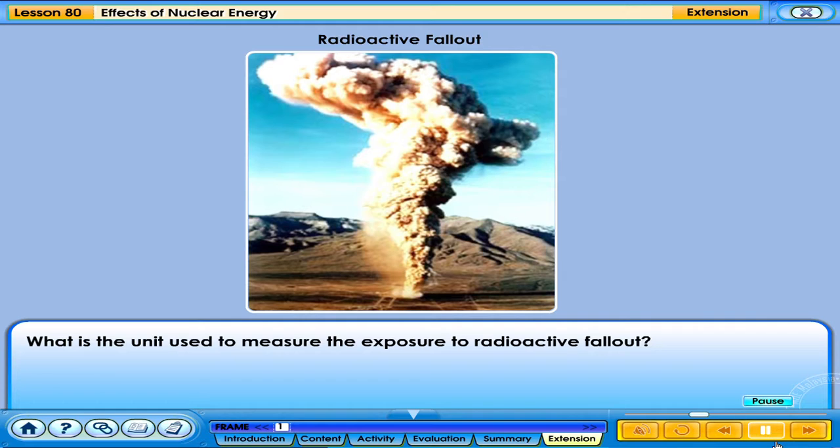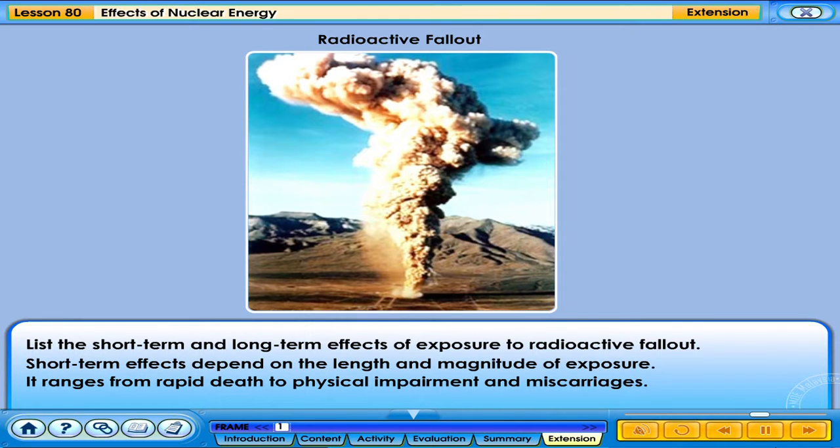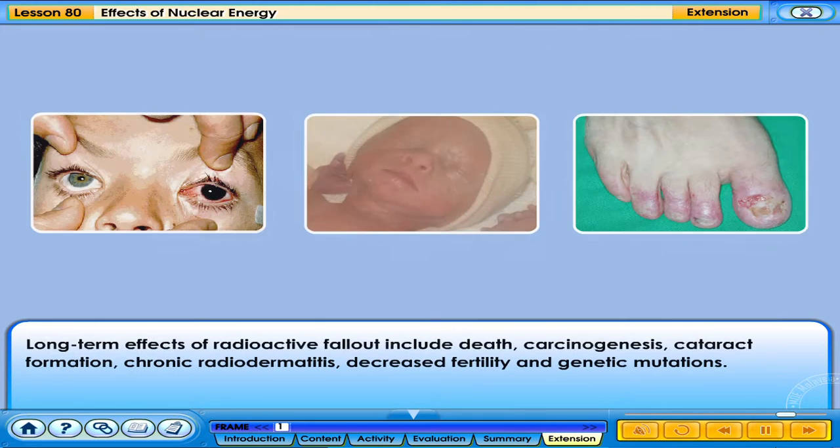What is the unit used to measure the exposure to radioactive fallout? Roentgen or ionization per unit volume of air. List the short-term and long-term effects of exposure to radioactive fallout. Short-term effects depend on the length and magnitude of exposure. It ranges from rapid death to physical impairment and miscarriages. Long-term effects of radioactive fallout include death, carcinogenesis, cataract formation, chronic radiomyositis, decreased fertility, and genetic mutations.